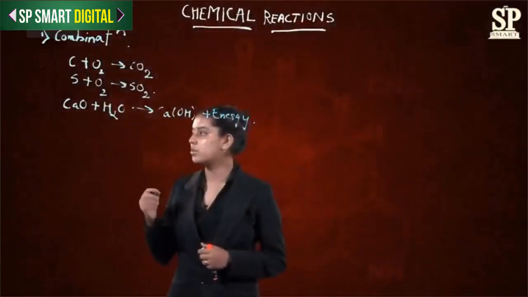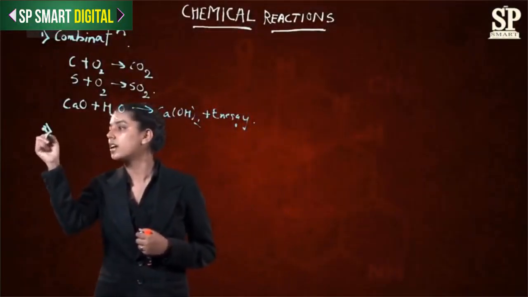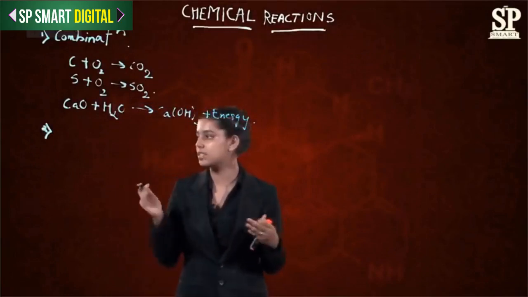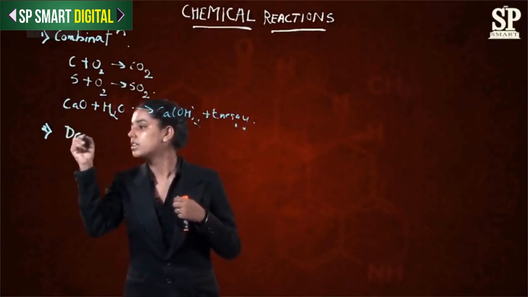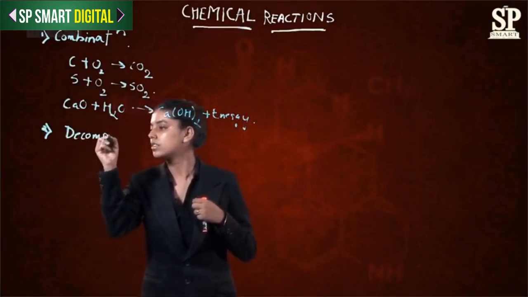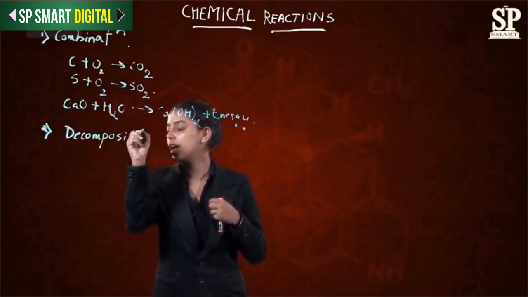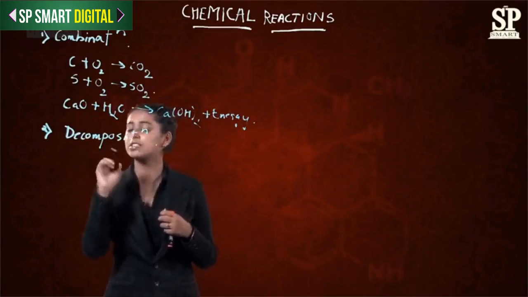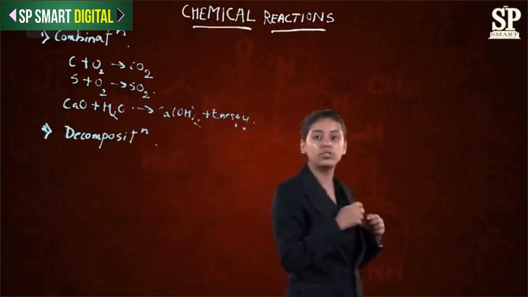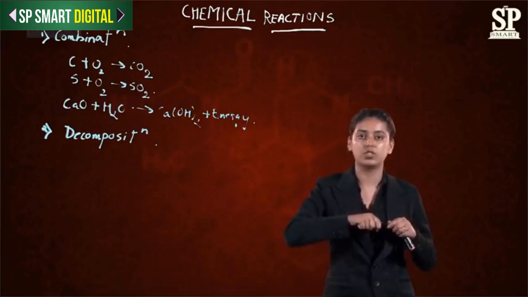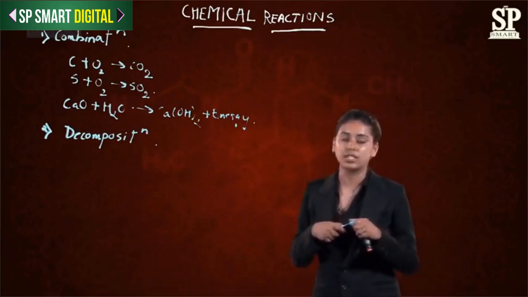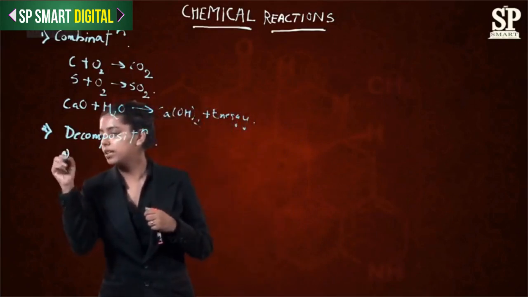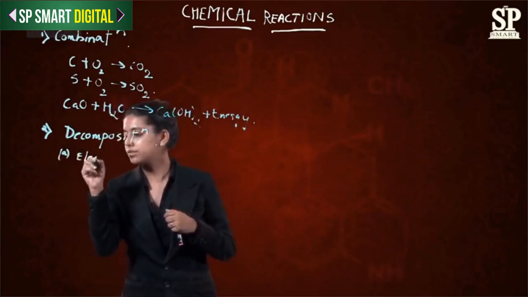The next is the decomposition reaction. In a decomposition reaction, one substance is broken down into two or more simpler substances. Decomposition reaction is also called the reverse of combination reaction. There are three types of decomposition reactions, which take place by using electricity, heat and light. The first one is electrolysis.